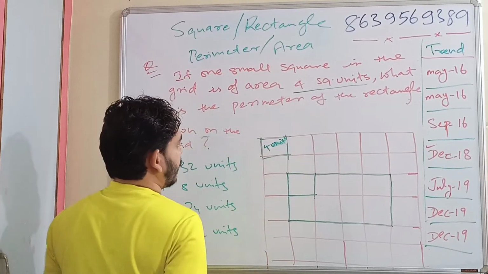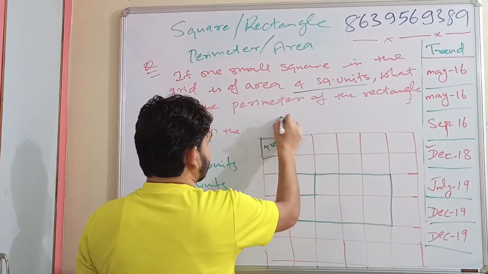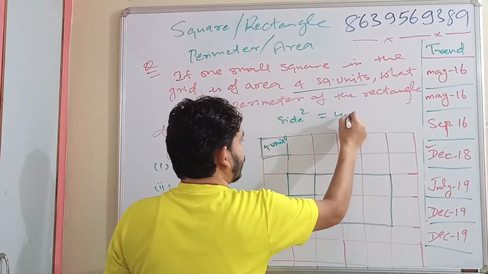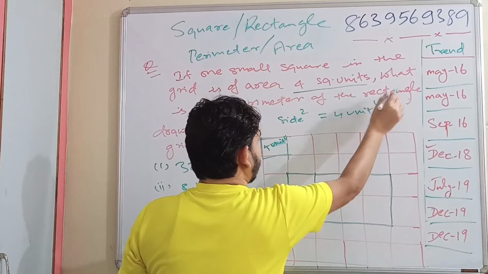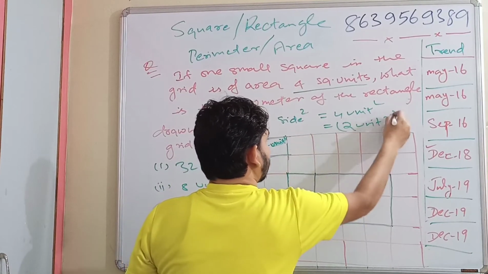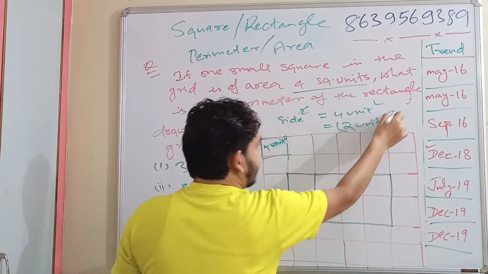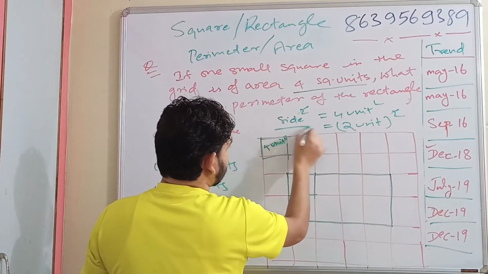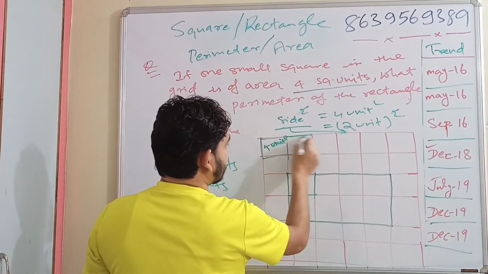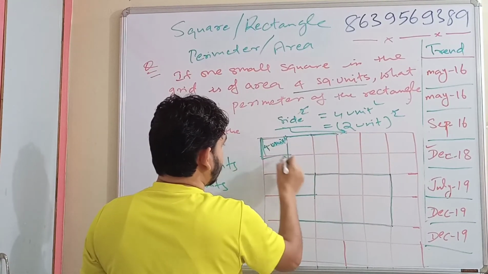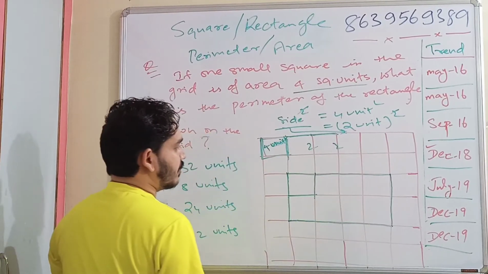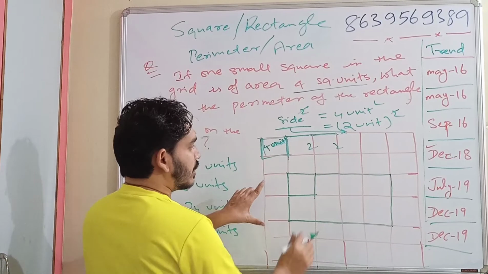We know that the area of a square is nothing but side square. That side square is 4 units square, which I can write as 2 units whole square. Now cancelling the square on each side, the side is nothing but 2 units. Now each side is of 2 units. Even this is of 2 units, this is of 2 units, any side you take will be of 2 units.